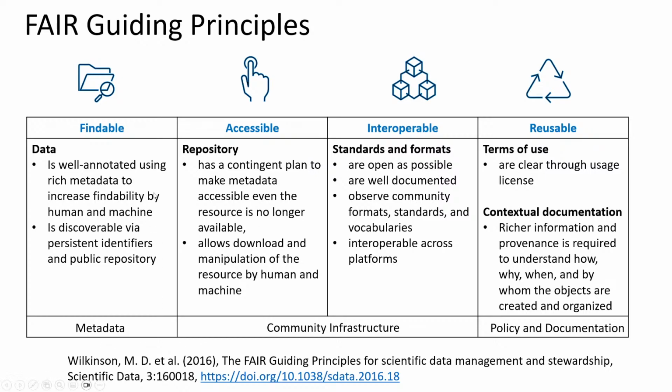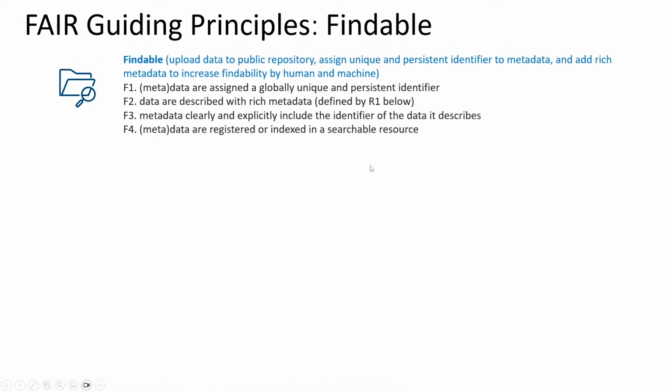So basically, to make your data findable, you need metadata. For accessible and interoperable, you need community infrastructure like repositories, common vocabulary, standards, and formats. And for reusable, you need policy and documentation. Basically, this is a summary of this article. Okay, so let's look at some examples for each.